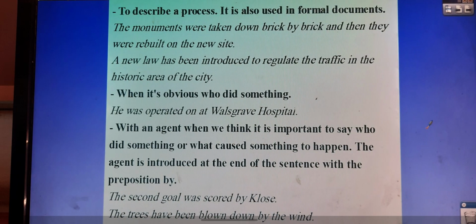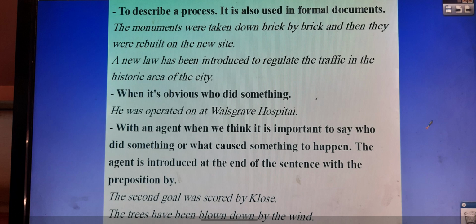To describe a process, it's also used in formal documents. The monuments were taken down brick by brick and then they were rebuilt on the new site. A new law has been introduced to regulate the traffic in the historic area of the city. When it's obvious who did something, he was operated on in a hospital.